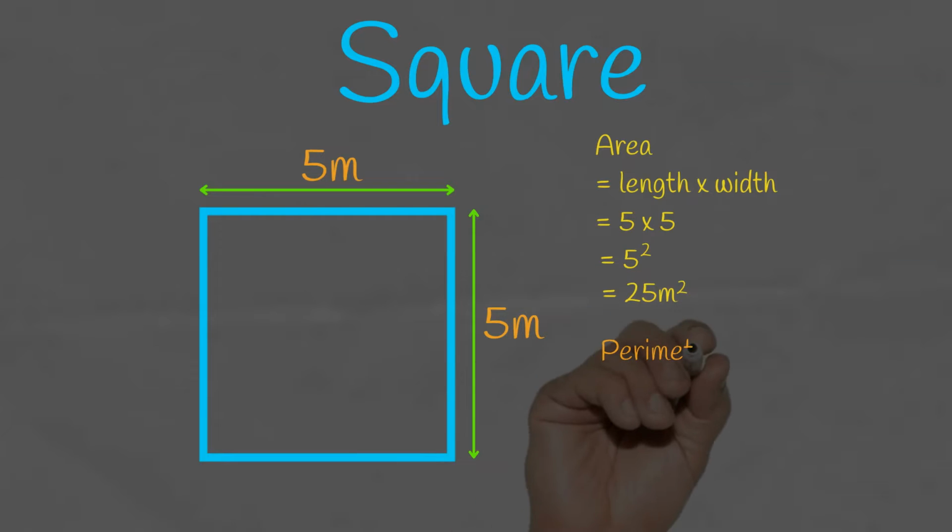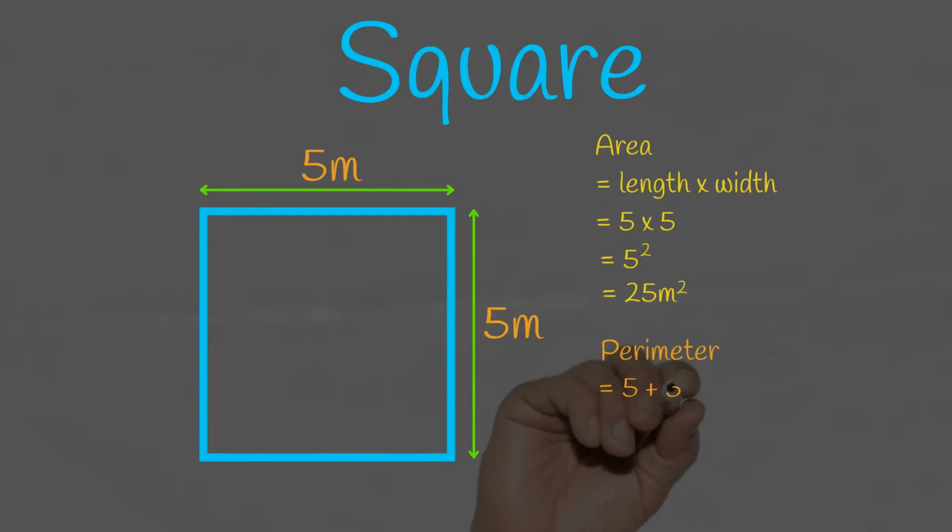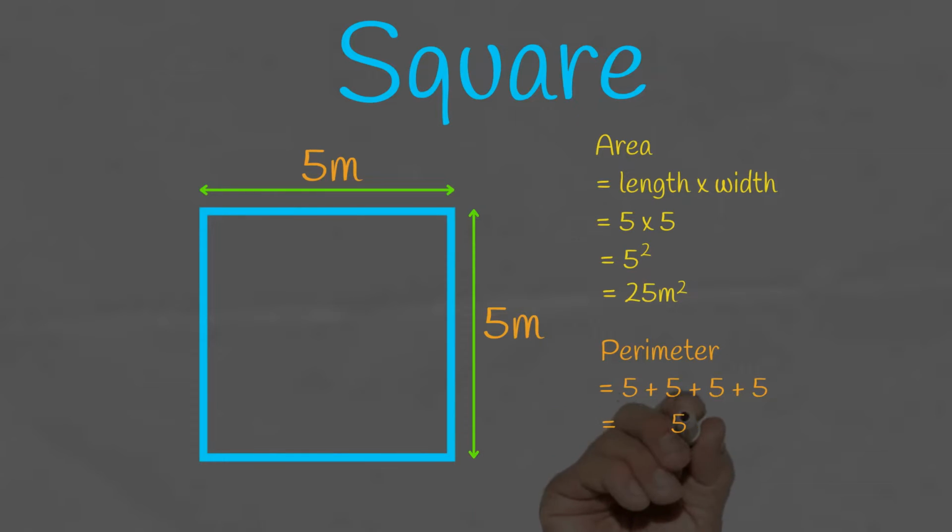Now the perimeter is the length of the boundary, or the sum of all the sides. But here all the sides are the same length, so we can add up all the sides individually, or we can take the length of one side and multiply it by 4 to get the answer, which is 20 meters.